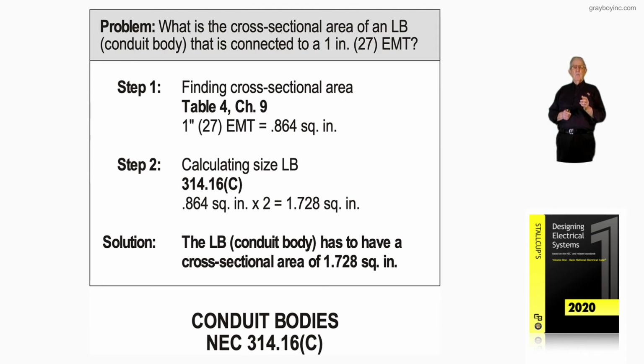So an LB conduit body has to have a cross-sectional area of 1.728 square inch, and that's what this Figure 12-18B is showing, how to determine the square inch area of an LB.